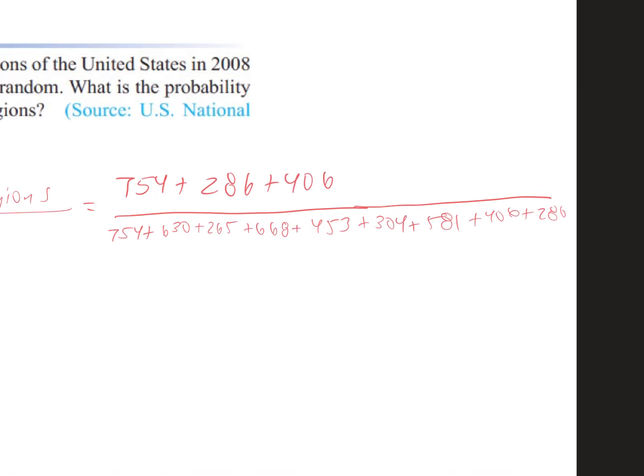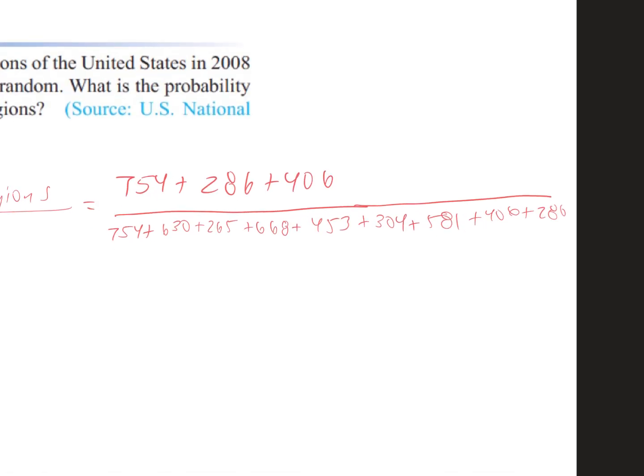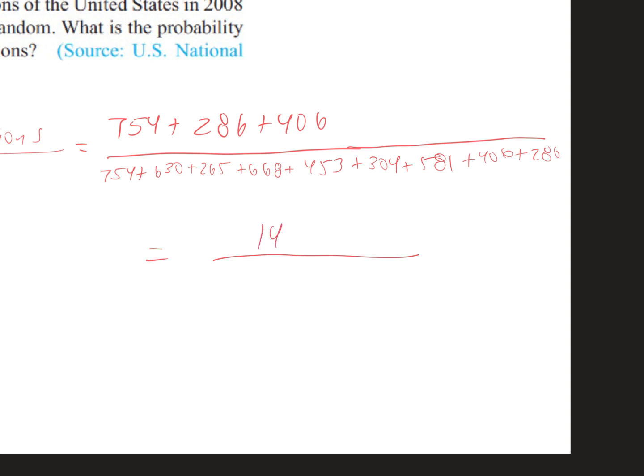All right, so think about it. It's what we want over the total. So I want one of the southern regions to be chosen and then add to the total. So take your calculators out, guys, and be careful. Add all these up. For the numerator, I got 1446. Good, let's do the bottom. Check, Jackie. All right, so on the bottom, I got 4347. All right, so 1446 over 4347.